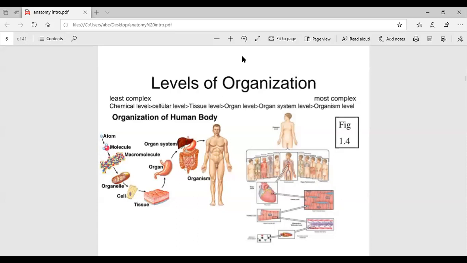So I think I have elaborated well enough to give you a basic idea about how the levels of organization work for us. When many atoms combine, they form molecules. Many molecules and organelles combine to form cell. Cells combine to form tissue. Tissues combine to form organ, and various organs combining to form organ system, and 11 organ systems combining to form the entire human body. So let's go ahead.